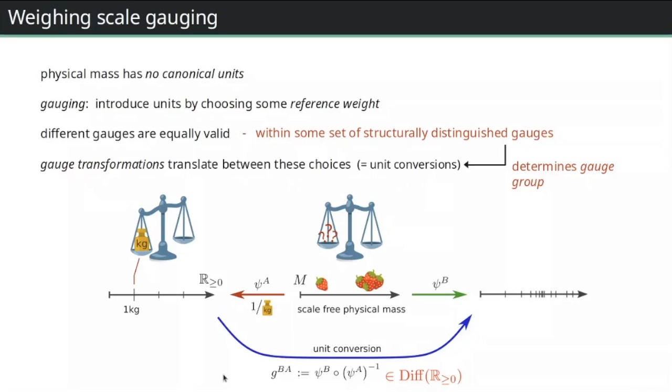So transforming back and forth would now not be multiplication with a positive number, but it would be any diffeomorphism. And this is important to understand, that the structure on your manifold tells you which gauges are preferred, and then you also get the reduced gauge group.